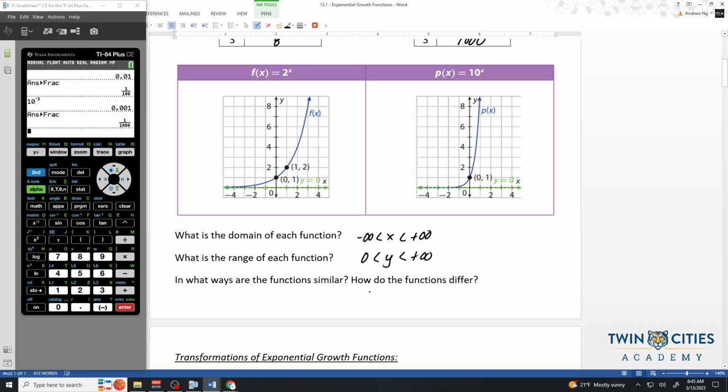And in what ways are these functions similar and which ways do they differ? Well, they both have the same domain and range here, but I see that 10 to the x is much sharper of a turn. This is going to grow much, much faster than 2 to the x. Okay, so I would say same domain and range, and even the same shape, or at least a similar shape, but 10 to the x will grow faster.